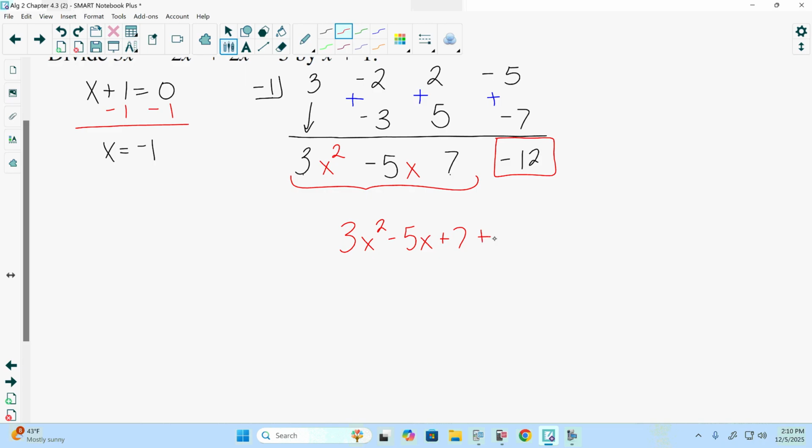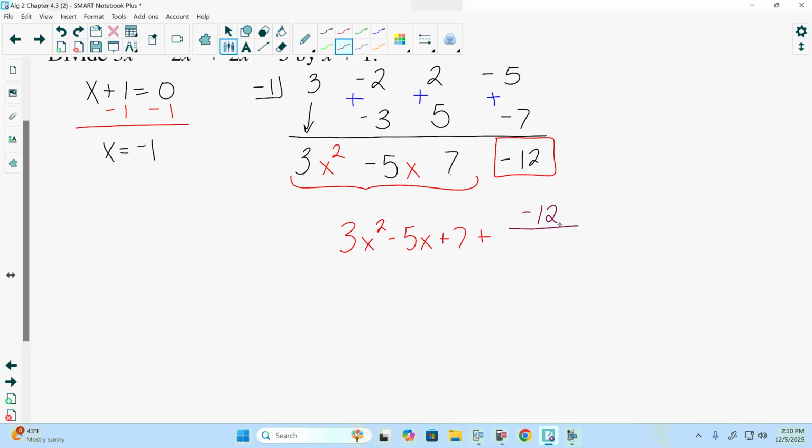So the whole part of our answer, the part that divided evenly, is going to be 3x squared minus 5x plus 7. Now our remainder, we're going to add a fraction and we're going to put the remainder on top. This should seem very similar to what we did with long division. And what we're going to put on bottom is what we divided by. And that's not negative 1.